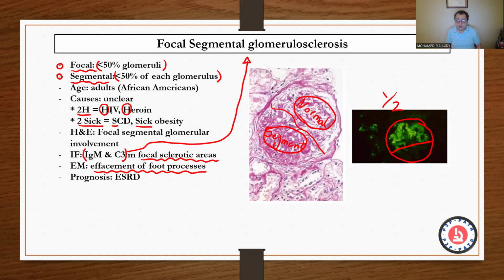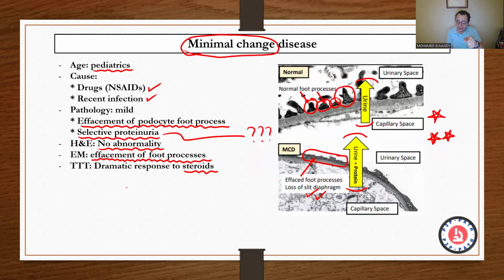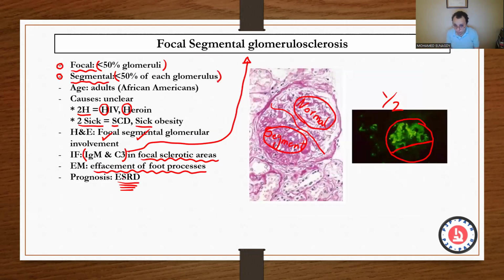The mechanism is unclear. We don't know whether this is immune complex deposits or what exactly is going on. What's the correlation between HIV and this pathology? We don't really know. The pathogenesis is still unclear. On H and E, you will see the focal segmental glomerular involvement, and we already mentioned that. And it usually progresses to end-stage renal disease. It's one of those GNs with bad prognosis. Unlike the minimal change, which had dramatic response to steroids, this means that it has good prognosis. This has bad prognosis, although focal segmental.